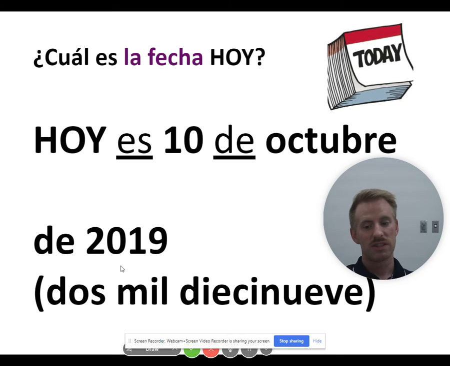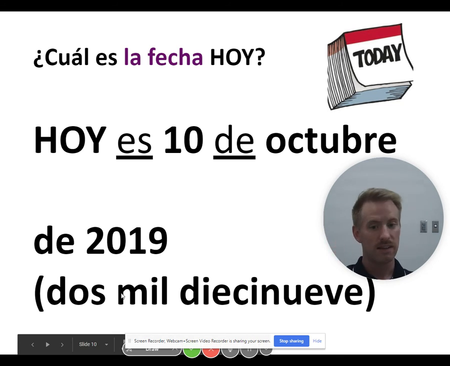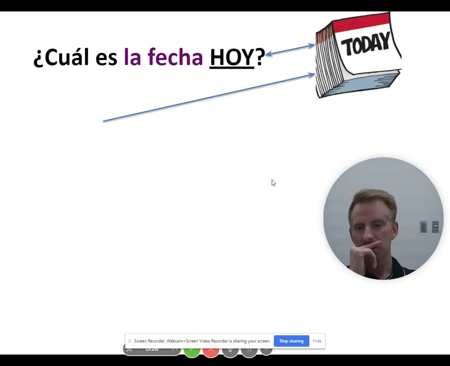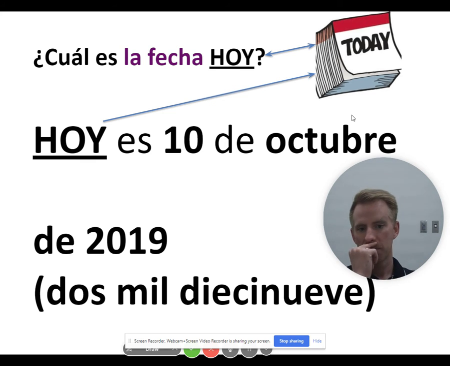2019. So to say 2020, 2020. Correcto. Hoy es el 22 de septiembre de 2020. ¿Sí? ¿Cuál es la fecha de hoy?